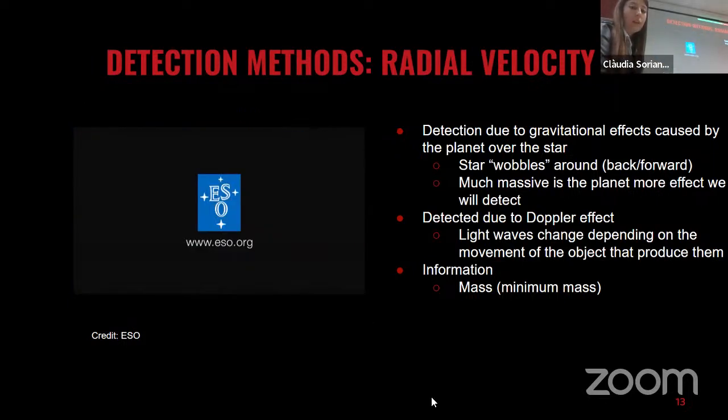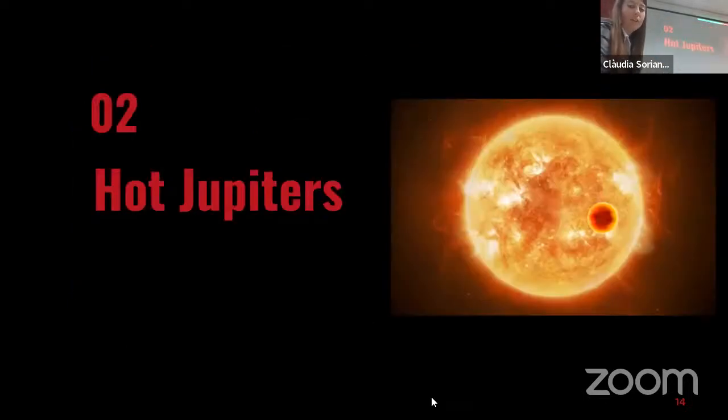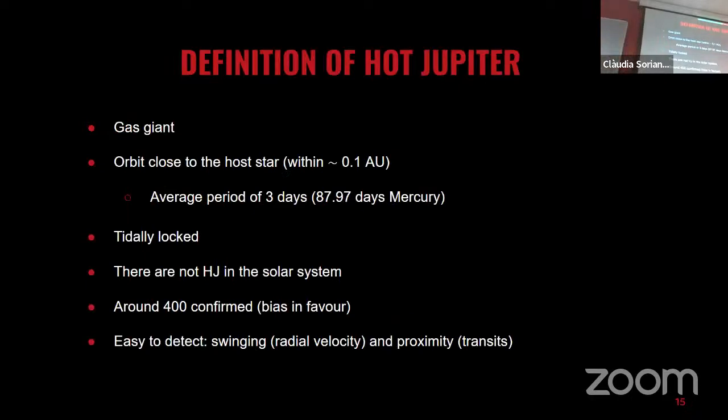So let's go now to talk about hot Jupiters. As we mentioned before, hot Jupiters are gas giants which orbit really close to their host star. To give you some numbers, they are so close that the average period around the star is 3 days. If you compare to Mercury, its translation around the star takes 88 days. They are really, really close, within 0.1 astronomical units.